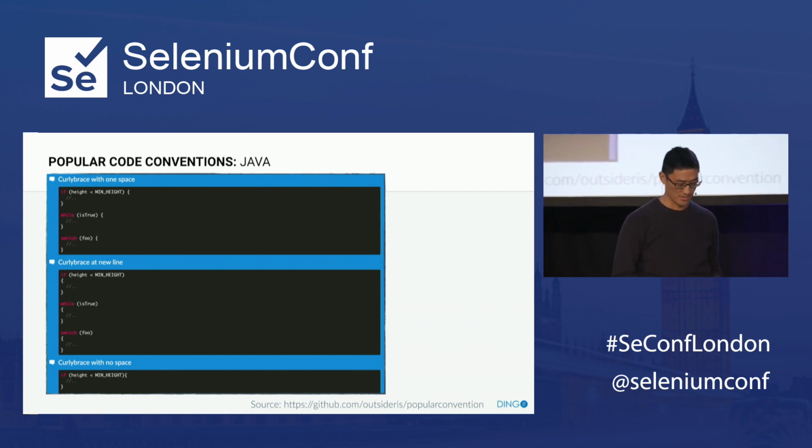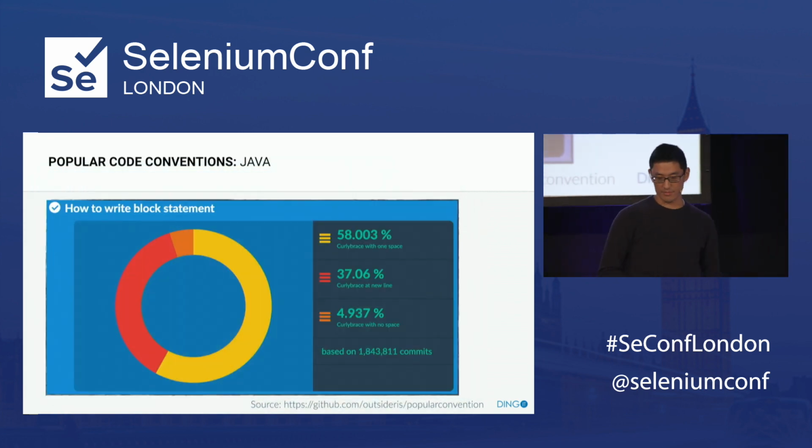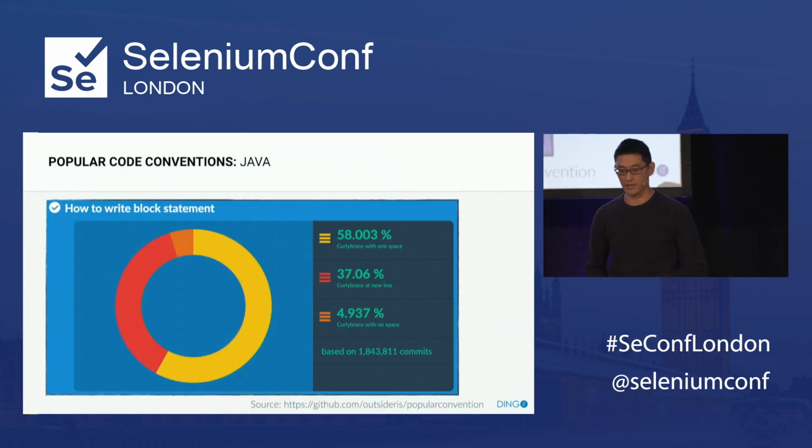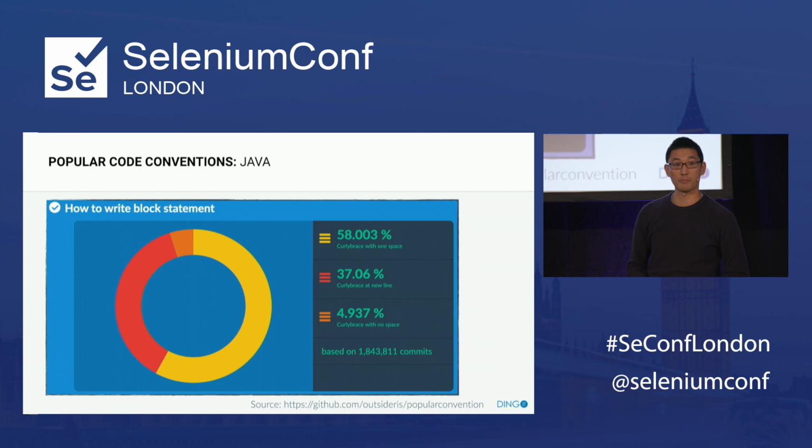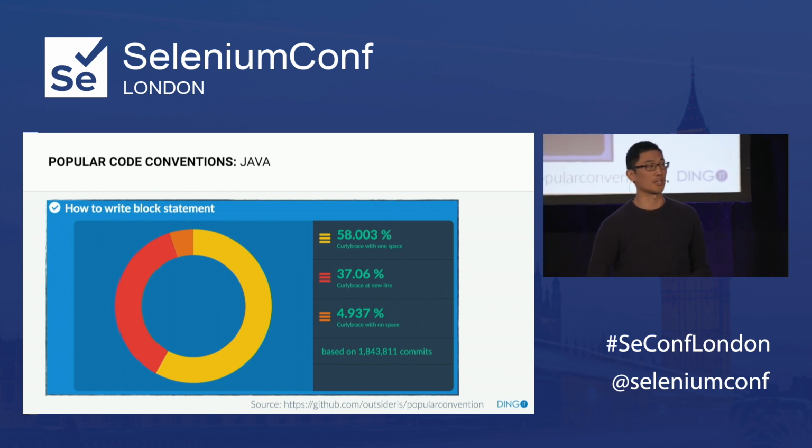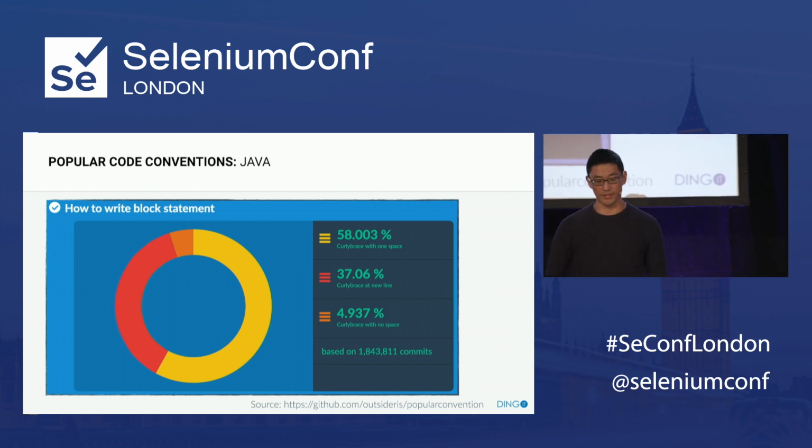All right? So we can get up. So it's like 58%. Use it on the same line, so with 1 space, 37% and on a new line.